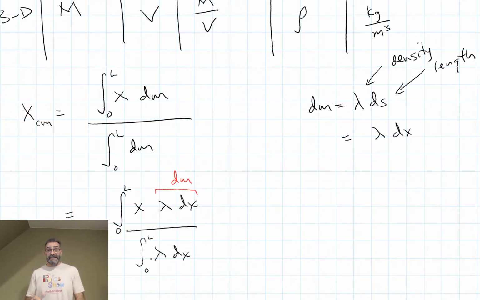Now I always ask myself when I get to this point, is lambda constant? If the answer is yes, it comes out of the integral. If the answer is no, then we're usually given some kind of function for lambda, and we would just plug that function in, and it changes the integral a little bit, but we would go ahead and integrate at that point. So is lambda constant? In this case, yes it is. It's a uniform rod. Lambda comes out.